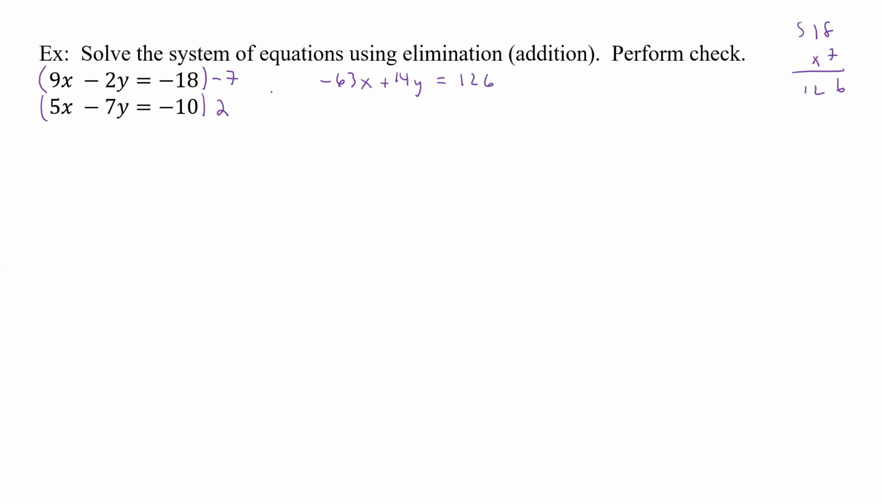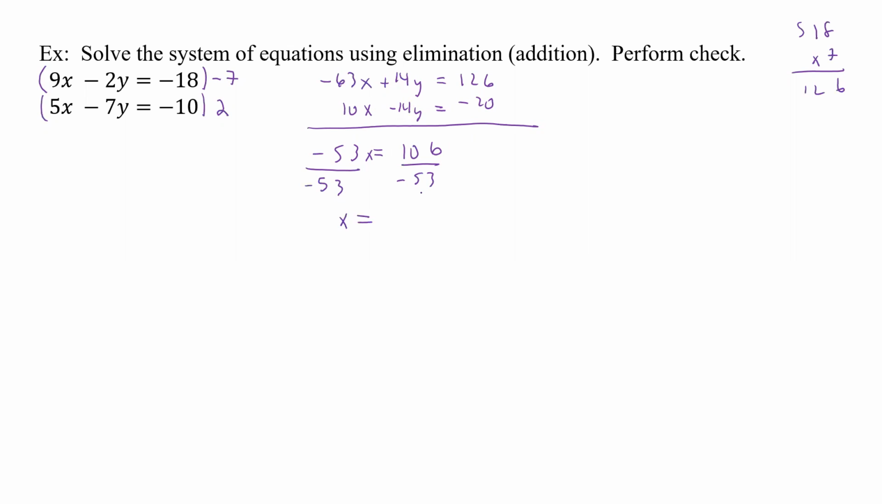Okay. Now here, 5x times 2, well, that's going to be a 10x. And then it's going to be minus 14y equals a minus 20. All right, so those cancel. And so we get a -53x, and we get a 106. And here we subtract that. I forgot that. Now divide by negative 53.